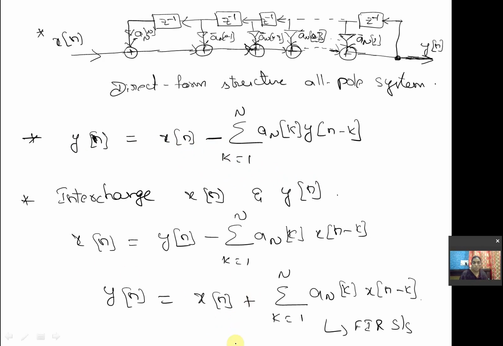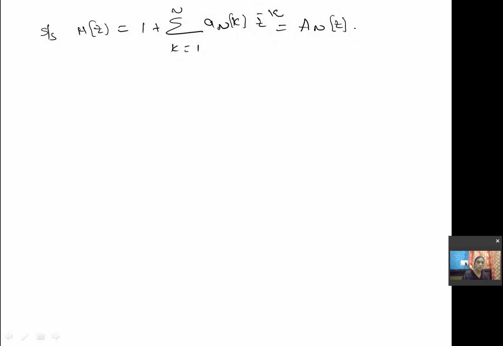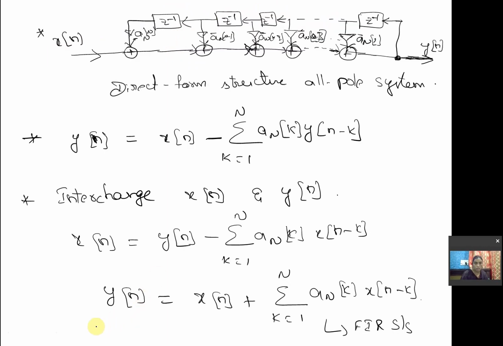Now here, by interchanging x of n and y of n in this all pole system, it becomes the all zero system, and that too an FIR system. It depends only on the present input and past inputs. Okay, see this, right? That means here the system function is h of z equal to 1 plus summation k equals 1 to n of a n of k z power minus k. Let it be a n of z. Actually we assumed like that, so I have written it directly here.